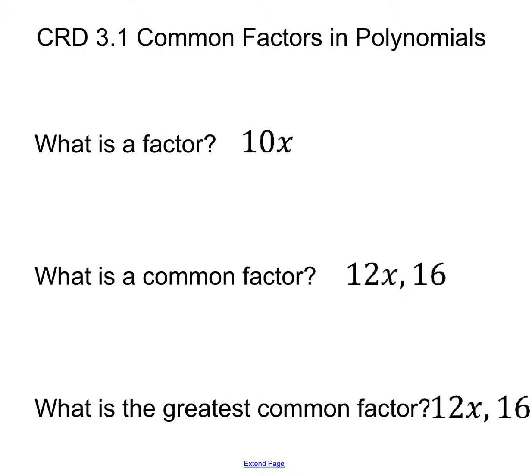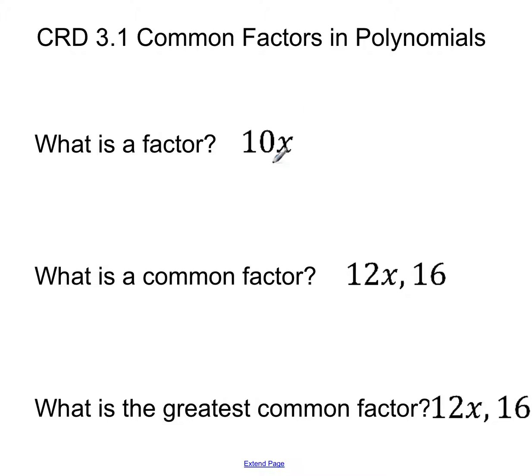CRD 3.1, Common Factors in Polynomials. So in this chapter, we're going to learn how to undo multiplication. So you know when you FOIL two polynomials, well, if you're going to undo multiplication, sometimes it's called division, and division is related, but it's also called factoring, just like you did those prime factorization trees back in Jousting Armadillos. So let's remember, what is a factor?